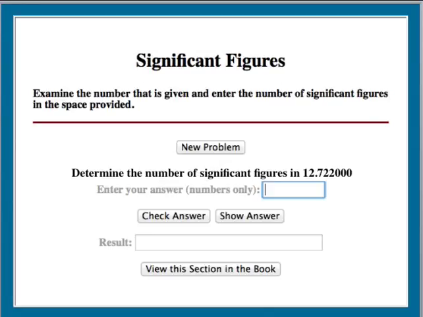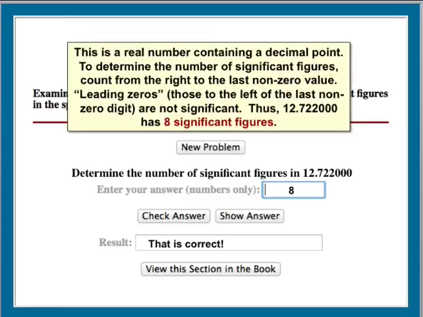12.722000. We have a decimal point, don't we? That means our trailing zeros are real. Everything here is real. That's 8 significant figures.